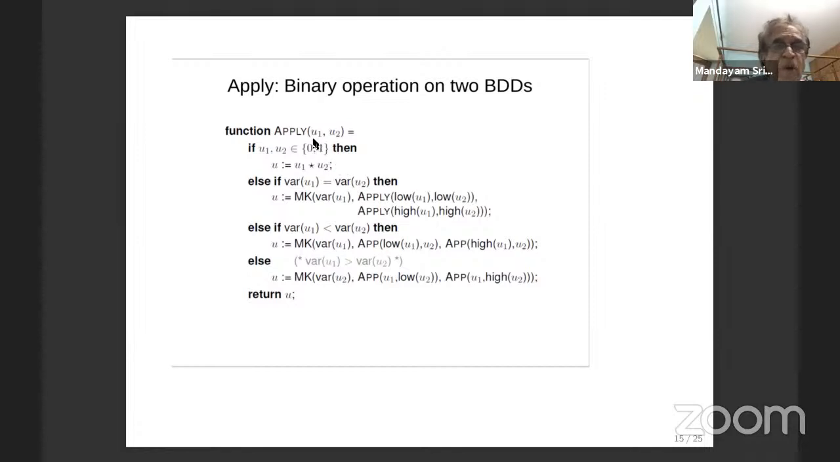Given two BDDs rooted at nodes whose unique IDs are u1 and u2, it describes recursively how to construct the result of applying an operator, here denoted as star, on u1 and u2. The base case is when u1 and u2 are both either 0 or 1. Then you do it directly.